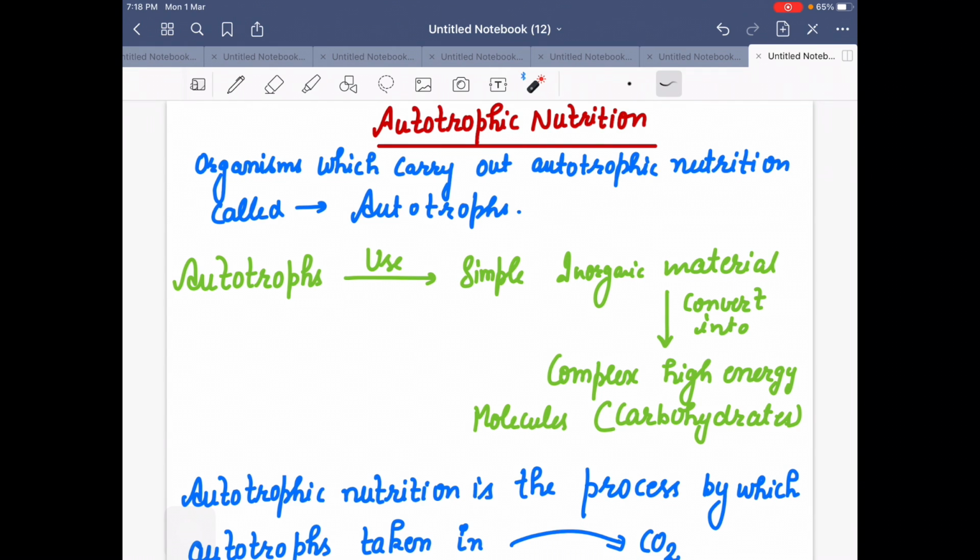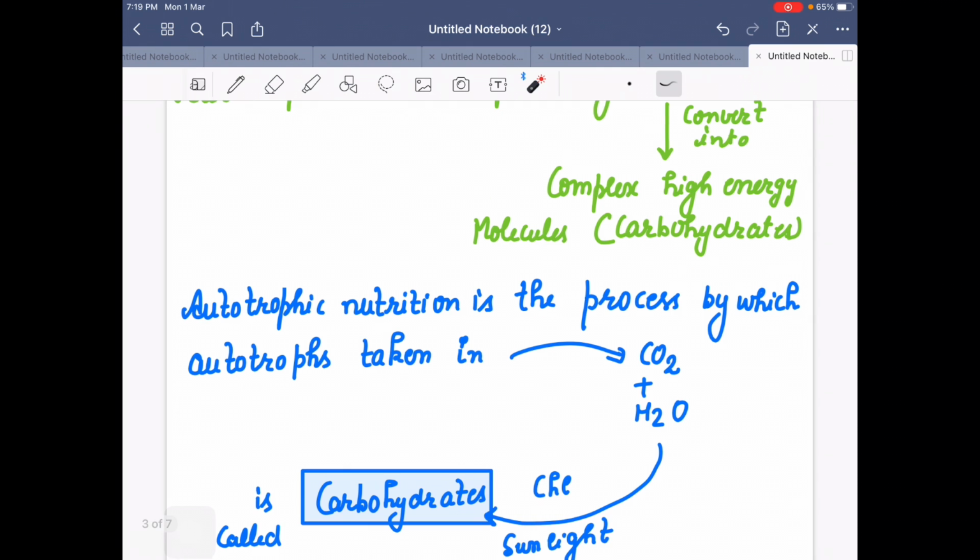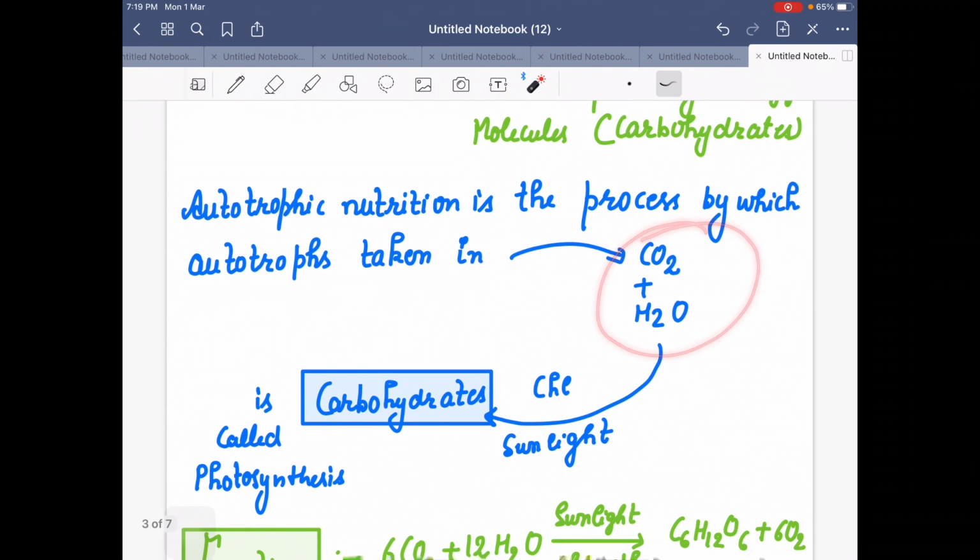Next heading is autotrophic nutrition. Now we are clear that those organisms which perform autotrophic nutrition, we call them autotrophs. And autotrophs utilize very simple inorganic material and convert it into a high energy molecule. There is only one very high energy molecule we know, and that is glucose. So autotrophic nutrition is the process by which autotrophs take in carbon dioxide and water.